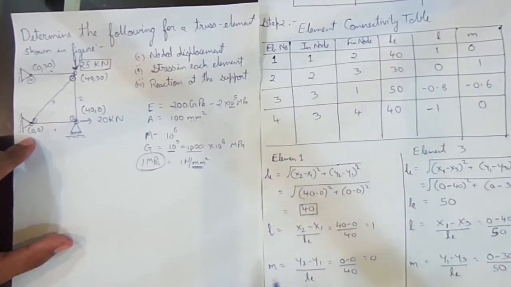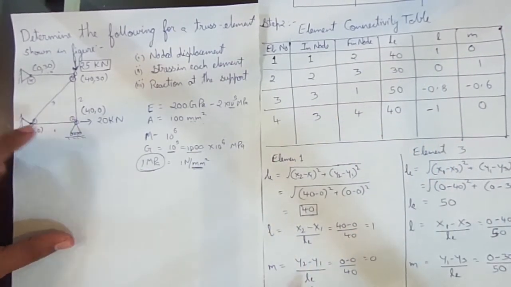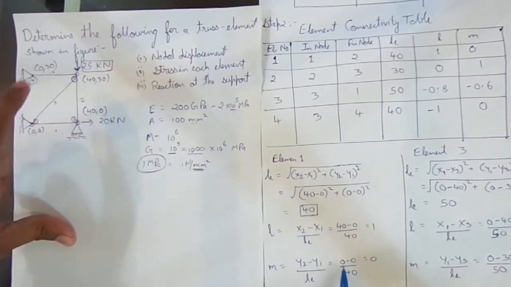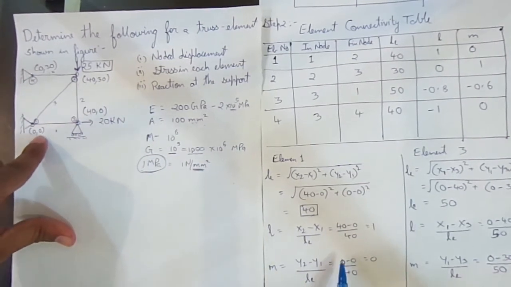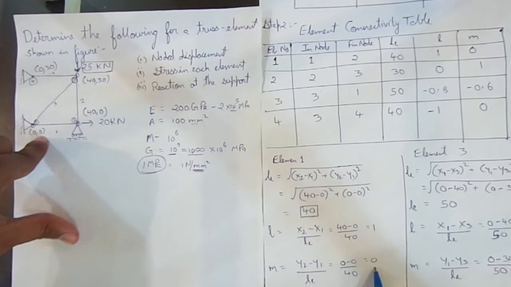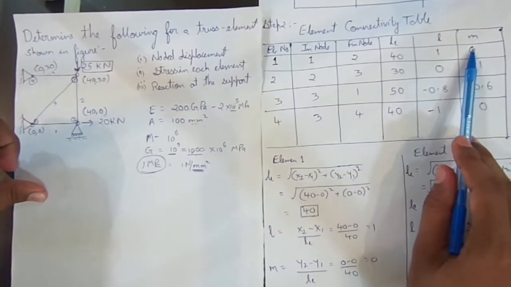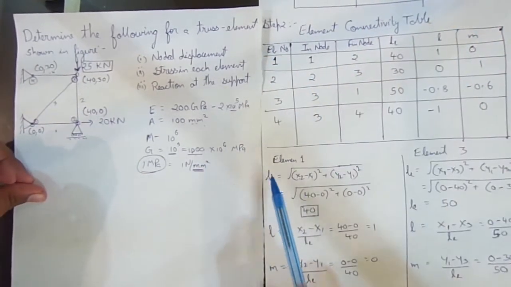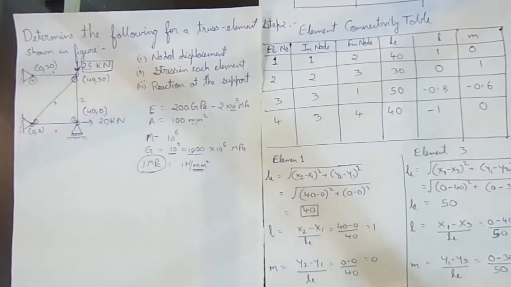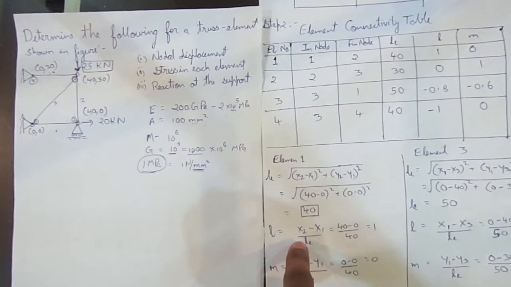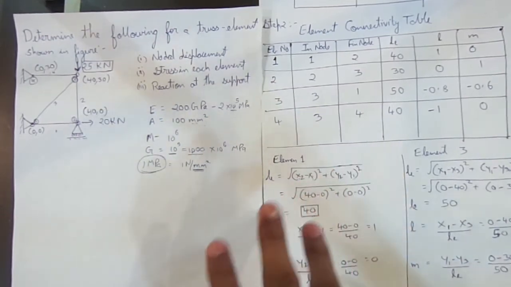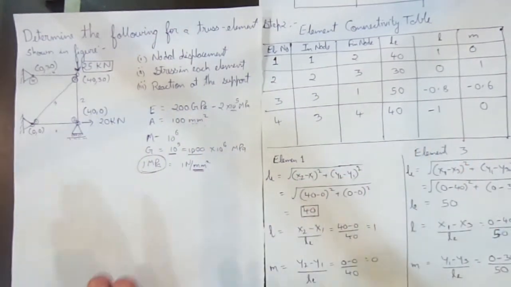M is (y2 minus y1) by LE. y2 is 0, y1 is 0. So 0 minus 0 by 40 is equal to 0. So only I have written M is 0. So similarly, LE, L and M, you have to calculate all the three for every element. For first element I have shown you, like second you have to do, third you have to do, fourth you have to do. So for example, I am giving element 3.